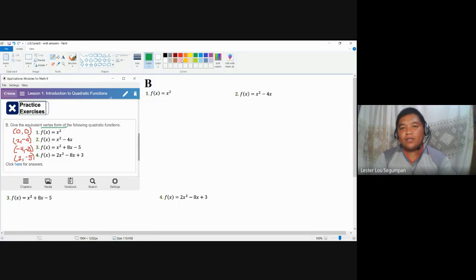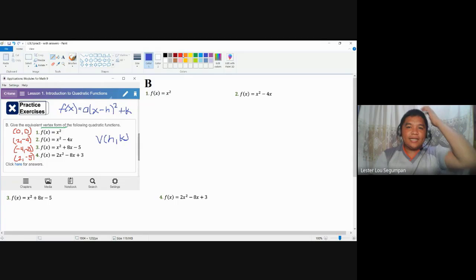The vertex form of a quadratic function is expressed in the form f(x) = a(x - h)^2 + k. Our vertex here is actually the point (h, k). So we are going to express these four quadratic functions in this form, and then whatever the values for x minus h, you take the h there and the k, those are your vertices. So okay, how do we do this? Let's start with number 1.